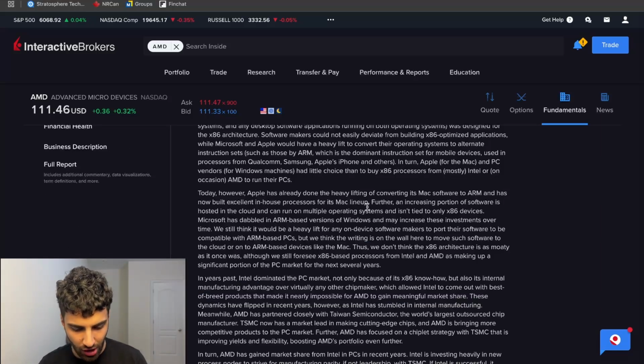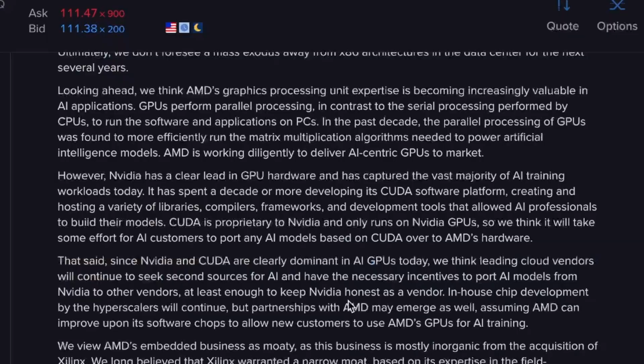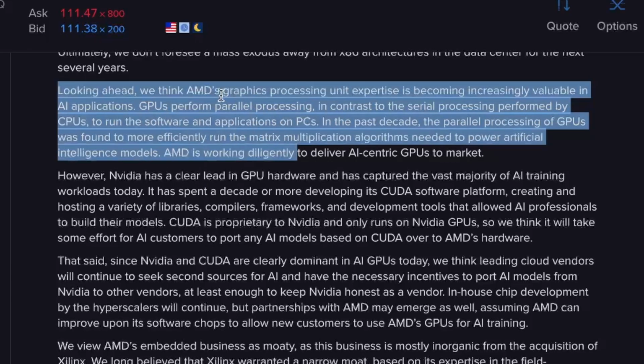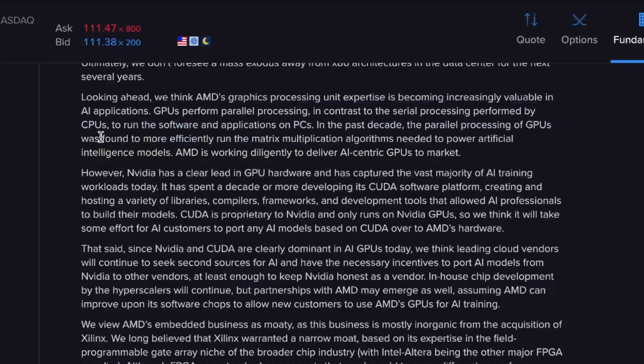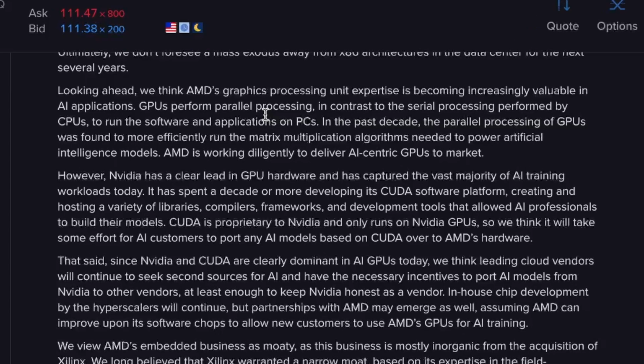So they kind of talk about the historical of that. But then I think really the biggest takeaway from this entire section from the Morningstar report is here where they say, looking ahead, they think that AMD's graphics processing unit or GPU expertise is becoming increasingly valuable with the AI revolution and that type of stuff. GPUs are very obviously the dominant way to run these AI workloads because of the way they kind of parallel process the workload or whatever it is.